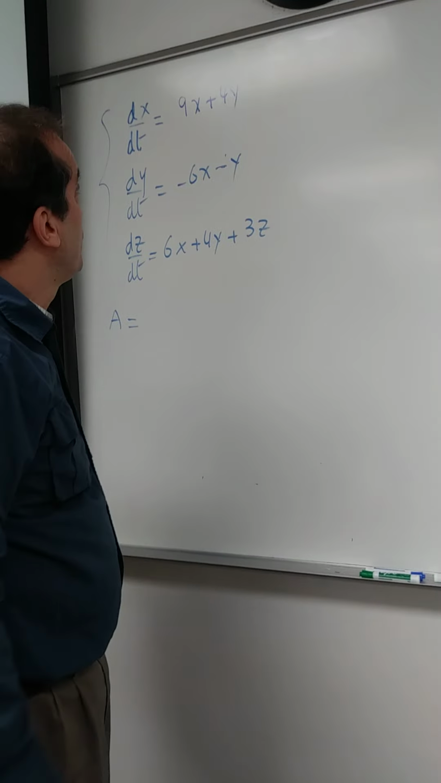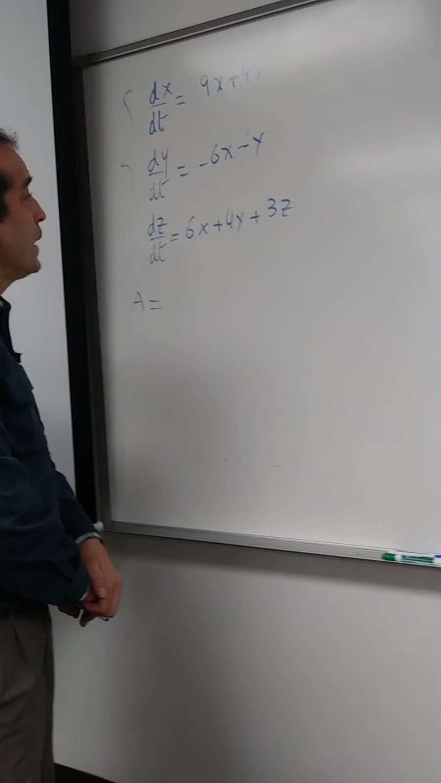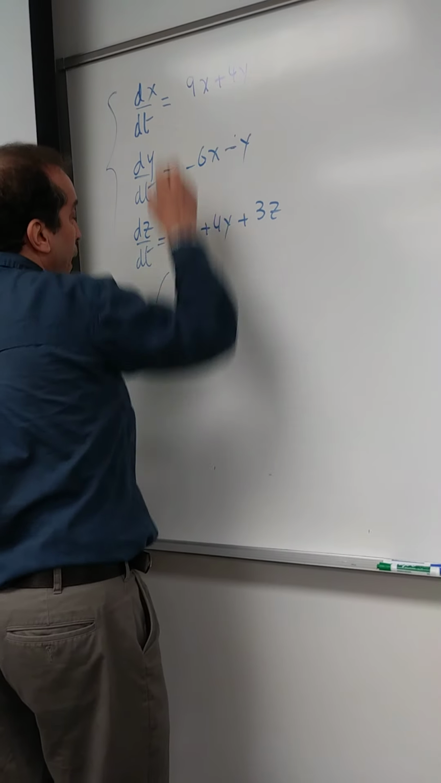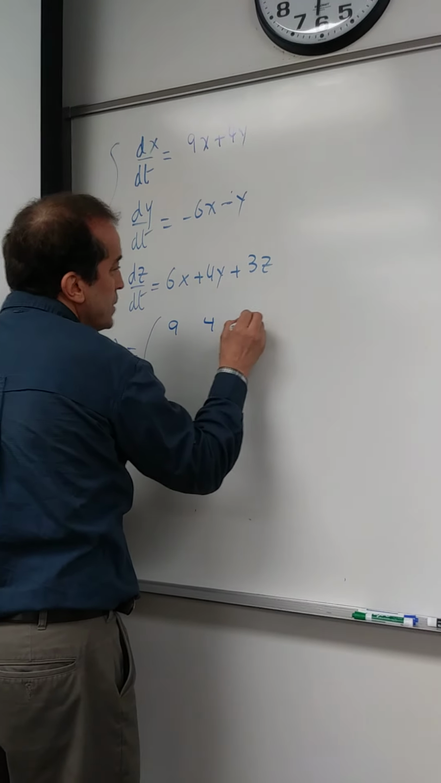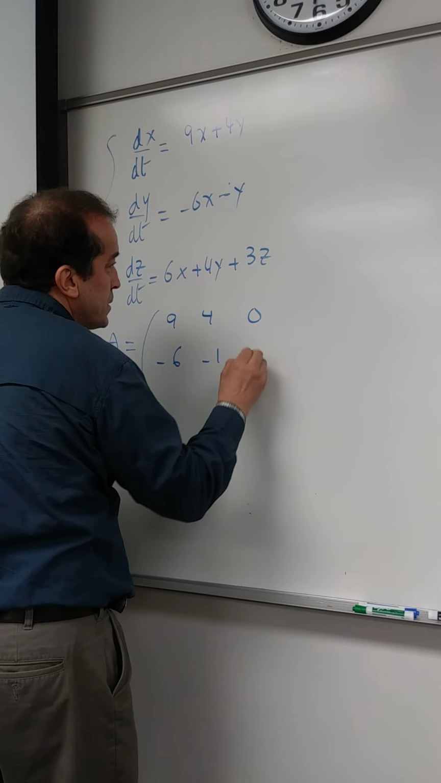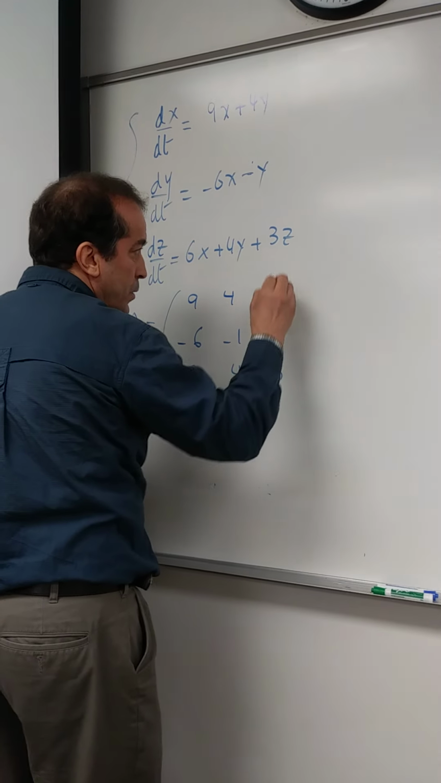Let's do another example. This one has 3 unknowns, x, y, and z. The coefficients matrix is 9, 4, 0, there's no z term here, minus 6, minus 1, 0, and then the third equation is 6, 4, 3.